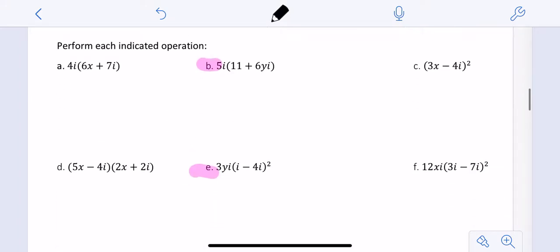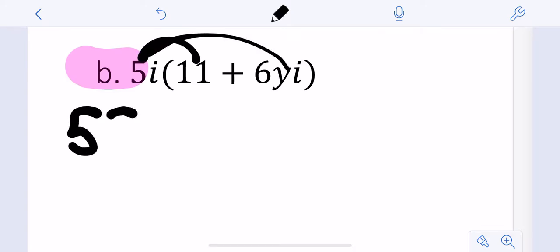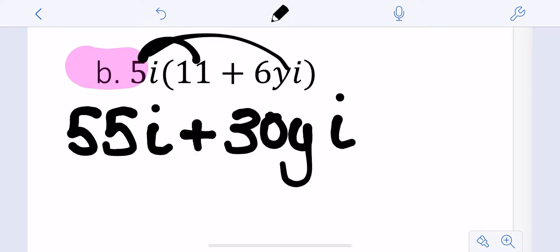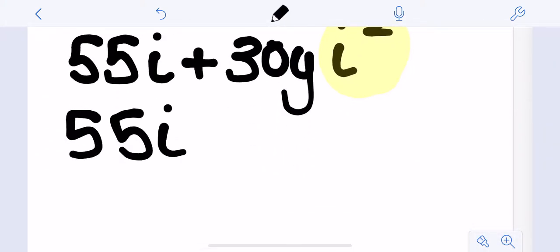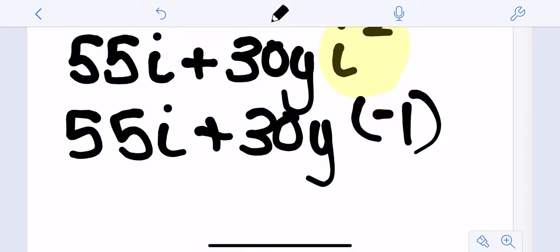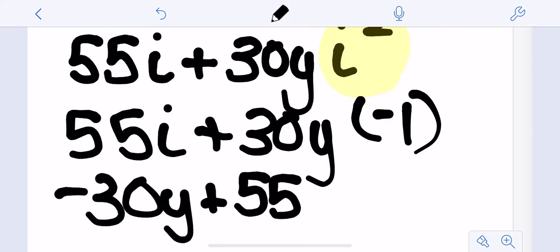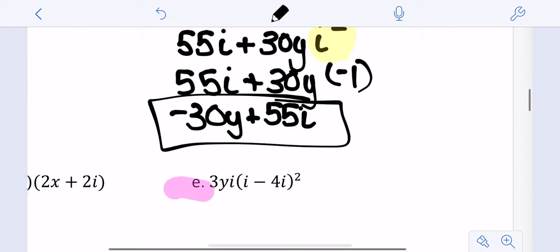So we can also do operations with powers of i. So like, let's say we have one like letter B. This is just multiplication, so I'm going to distribute that out. This would be 55i plus 30yi squared. We never want a power of i higher than 1. So this is going to be 55i plus 30y, and i squared is equivalent to -1. So this would really be -30y plus 55i. Whoops.